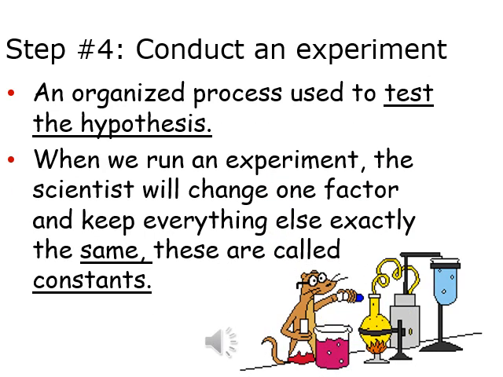Next is my favorite part, conducting an experiment. An experiment is an organized process used to test the hypothesis. When we run an experiment, the scientist will change one factor and keep everything else the same. The thing that you keep the same is called a constant. You always have to have a constant in an experiment so you can compare what you changed to the thing you didn't change.